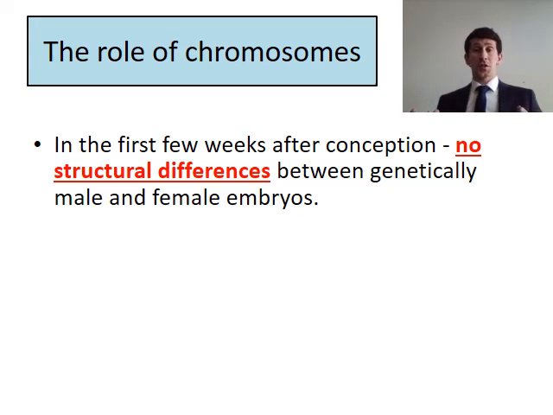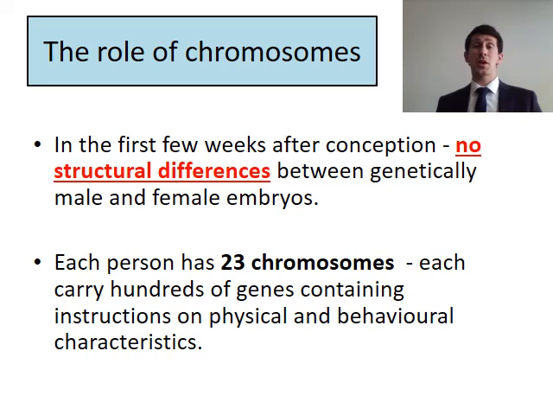After conception and a few weeks after that, there are no structural differences between a genetically male and female embryo. No structural differences whatsoever. And each person has 23 different chromosomes. Each of these chromosomes contain hundreds and hundreds of genes which give us the instructions for physical and behavioural characteristics. So these genes will determine your skin colour, eye colour, hair colour, aggression levels, your personality.